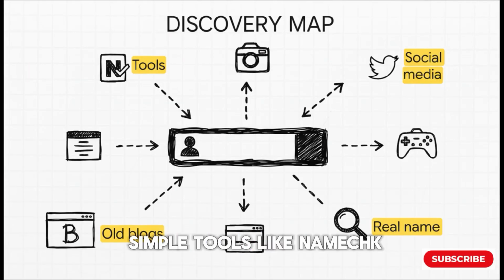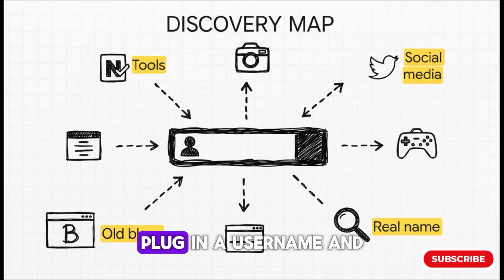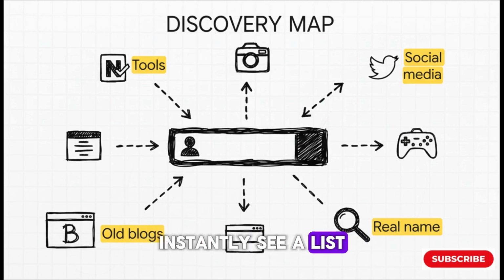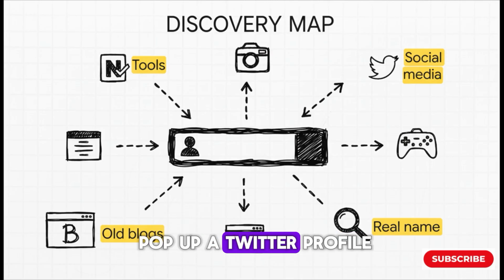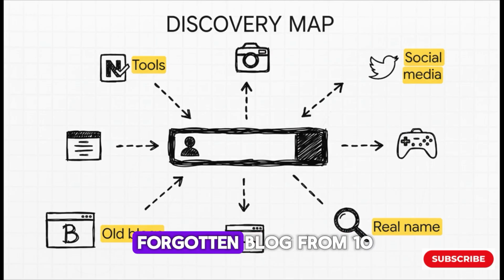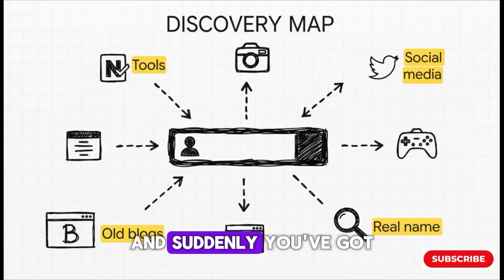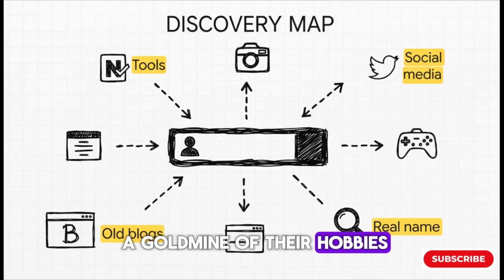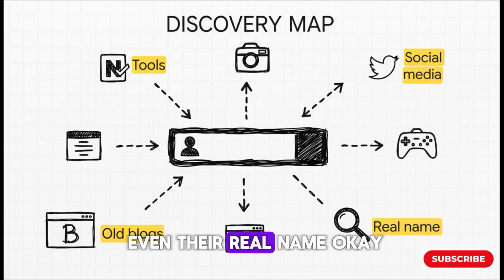You can use dead simple tools like NameCheck. Plug in a username and instantly see a list of everywhere it exists online. One single search could pop up a Twitter profile, a GitHub account, a forgotten blog from 10 years ago, and suddenly you've got a goldmine of their hobbies, their connections, and maybe even their real name.